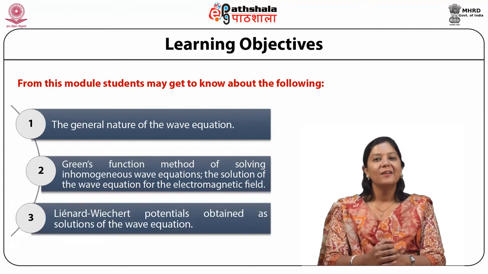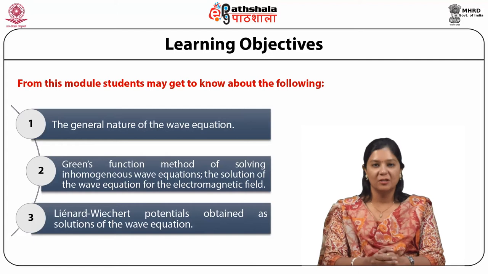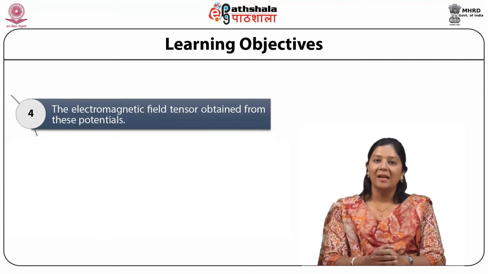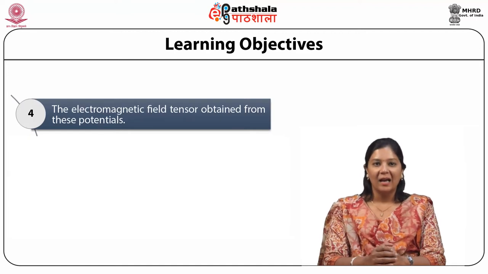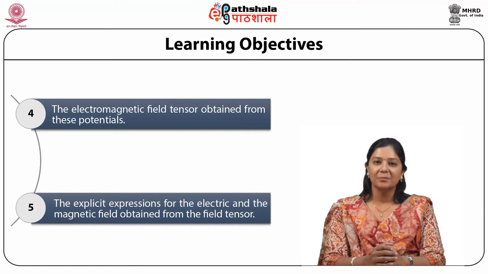Third, Liénard-Wiechert potentials obtained as a solution of these wave equations. And the electromagnetic field tensors obtained from these potentials are also discussed. And lastly, the explicit expressions for the electric and magnetic fields obtained from the field tensors.